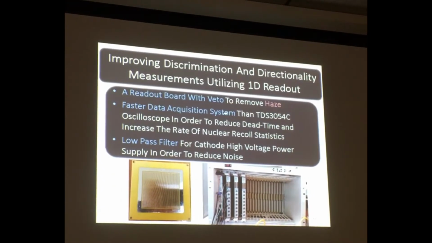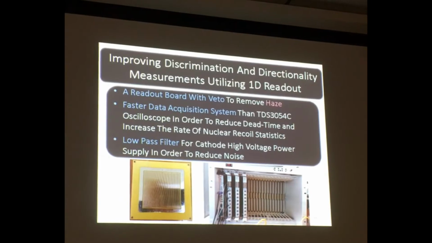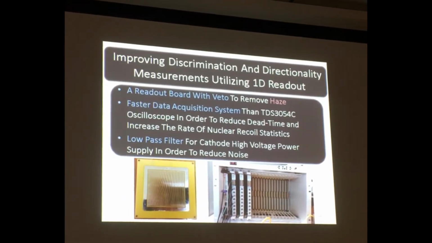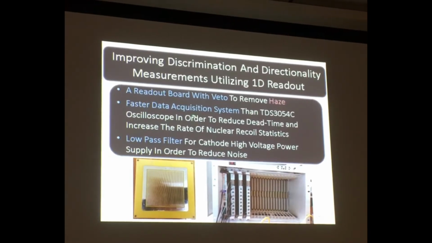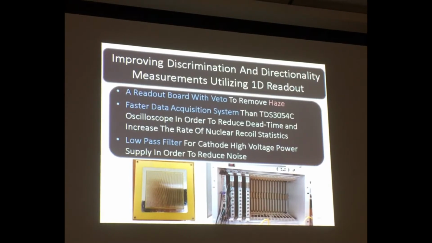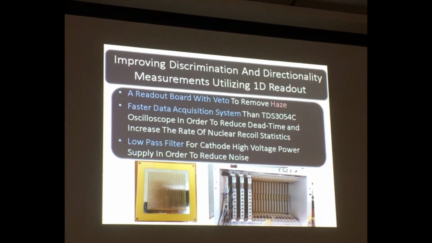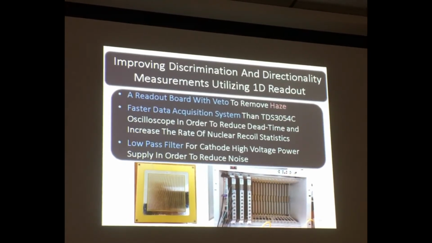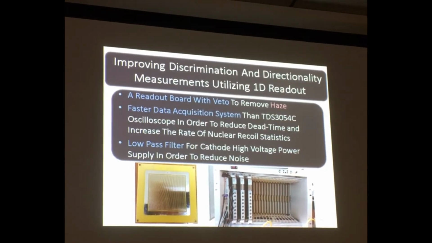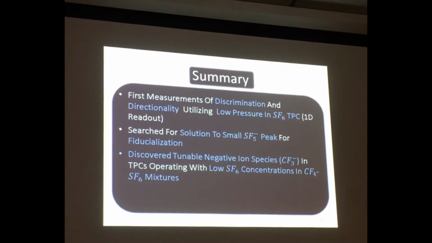And then the other thing is to use a fast data acquisition system. Remember the oscilloscope's 1 second dead time. So if I could have a faster data acquisition system, I could acquire nuclear recoil statistics faster, and I could more efficiently do that. And yeah, so that's how I would improve my measurements further.